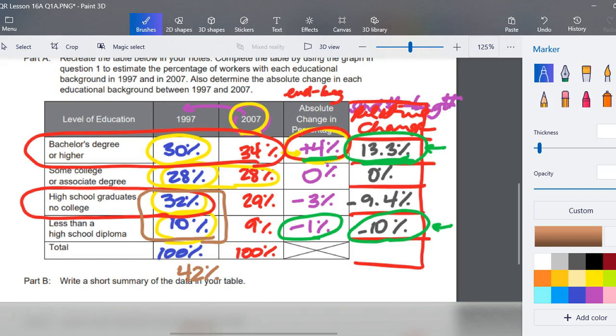And the question says, how did that compare to the percentage in 2007 with no college level? And so here, with those two together, we're at about 38%. And so there's a decrease. We're going from 42% down to 38%, and you even notice that that's reflected in the absolute and relative changes.